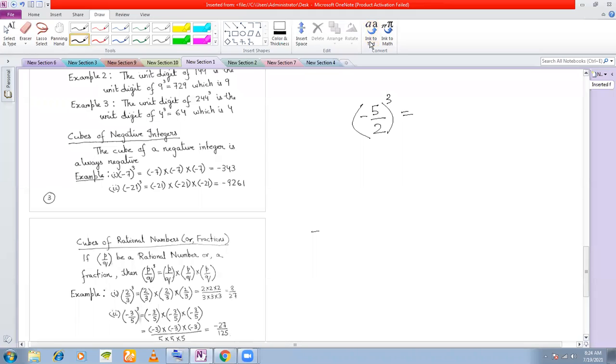What should be your answer? Minus 125. Because the power here is odd, we'll retain this negative sign, and now we'll write this as 5 by 2 cube, which is equal to minus 125 by 8. So that is what you need to know: a cube of a negative number will always be a negative number.